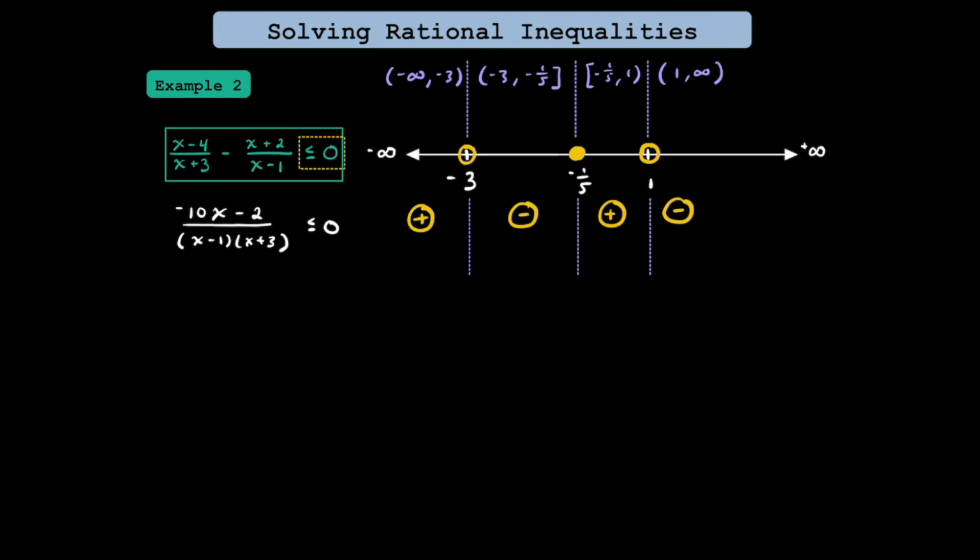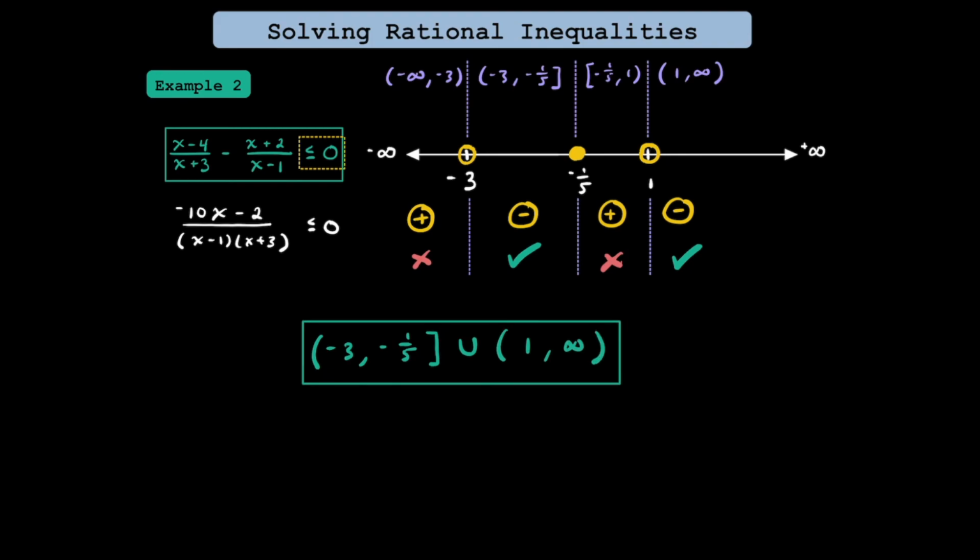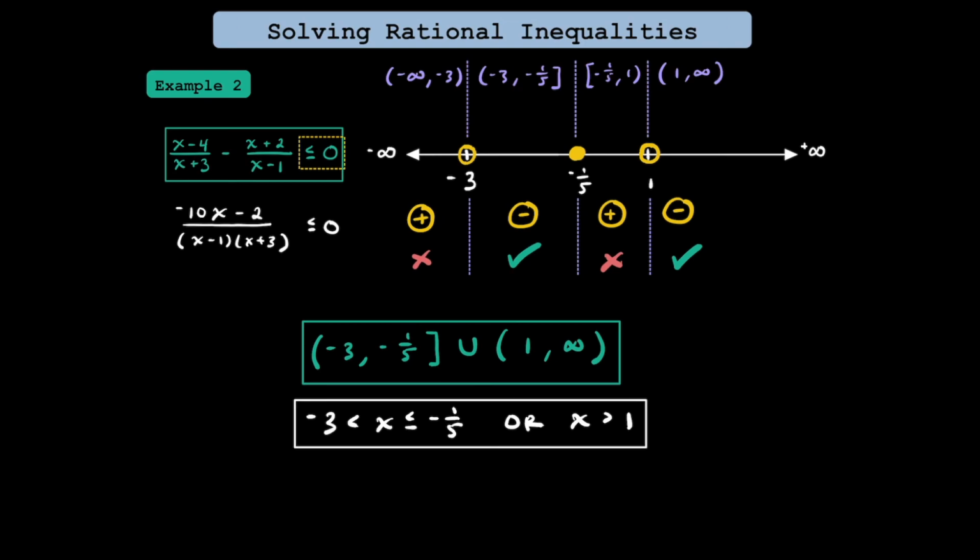Since we want our rational inequality to be less than or equal to 0, this first interval won't work. The second one will. The third one won't. But the fourth one will. Using interval notation, we can say the values for x that make this rational inequality true are negative 3 to negative 1/5, union 1 to infinity. Any values of x that are in these intervals will make this rational inequality true. Using inequalities, we can say negative 3 is less than x, which is less than or equal to negative 1/5, or x is greater than 1. These mean the same thing.